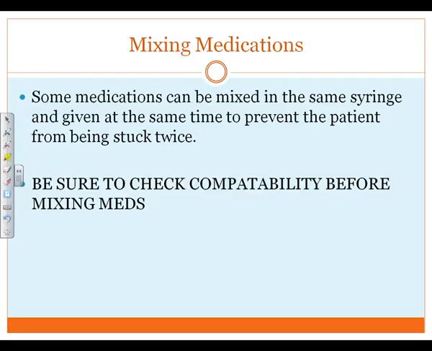But to prevent you from having to figure that out on your own, there are drug books. In your drug book, it will tell you what drugs or what liquids that is compatible with. So you always have to check compatibility for anything that you're mixing in an IV or in a syringe.